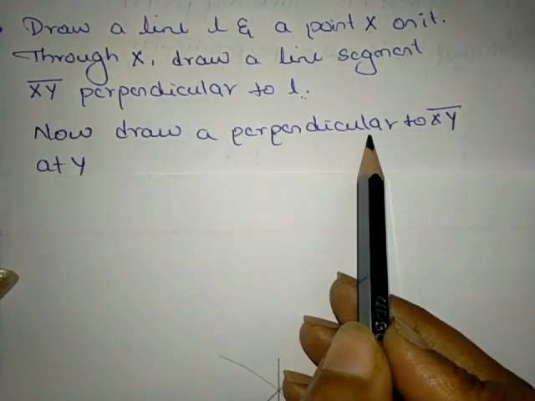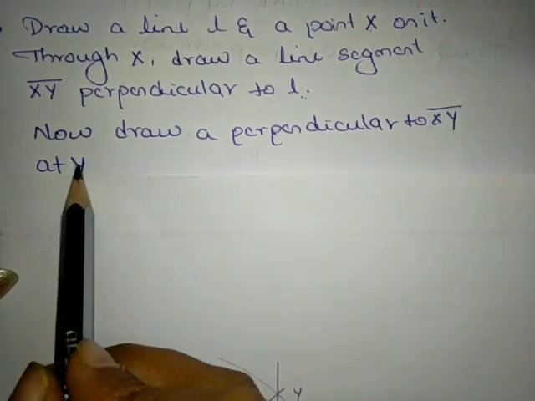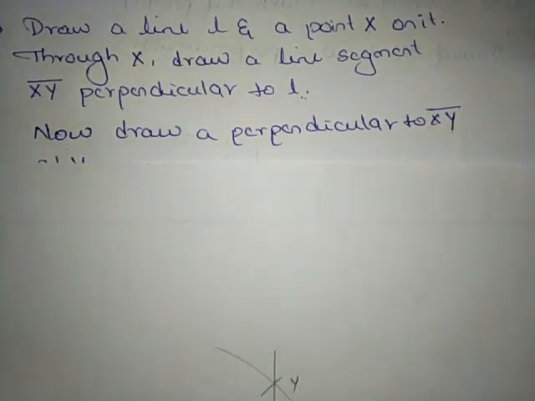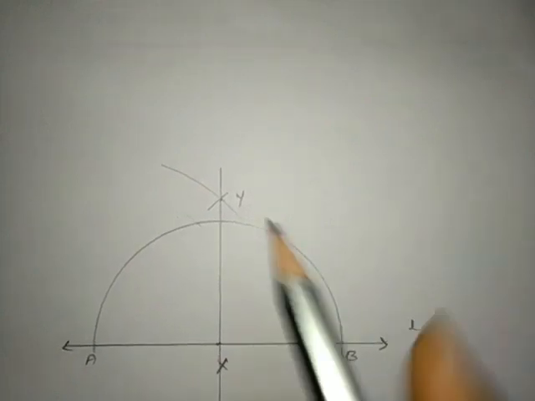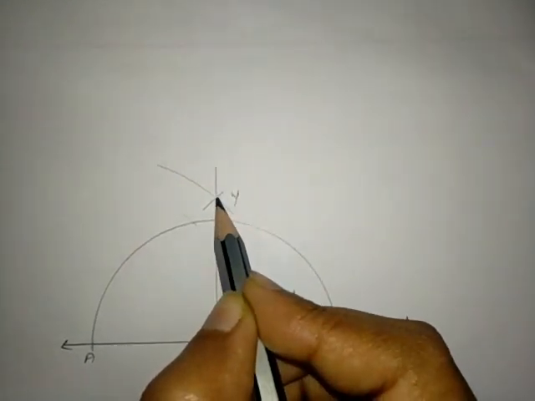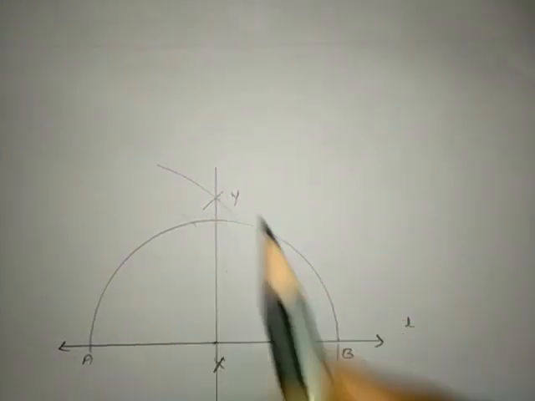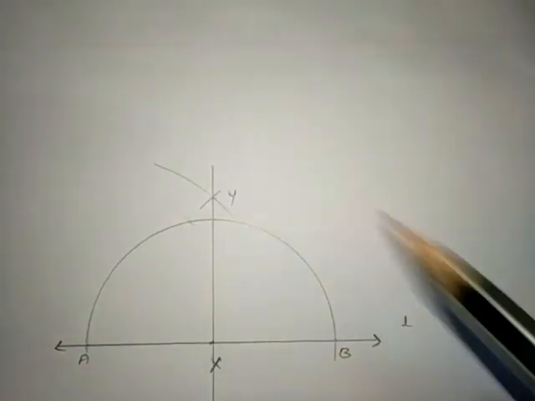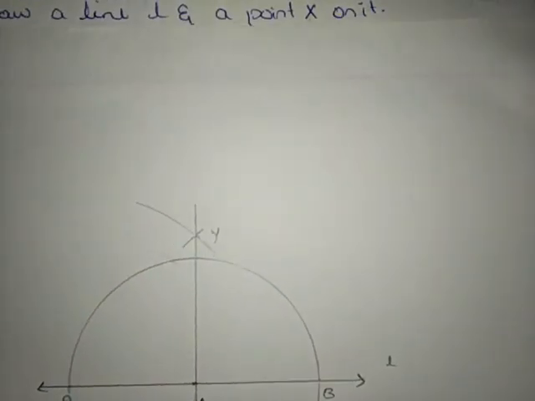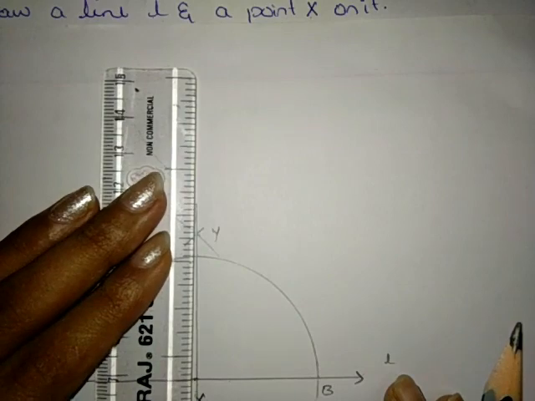Similarly, now draw a perpendicular to line segment XY at Y. Again at the point Y, we need to draw a perpendicular line here. For that, let us extend the line XY here. We'll extend the line XY.